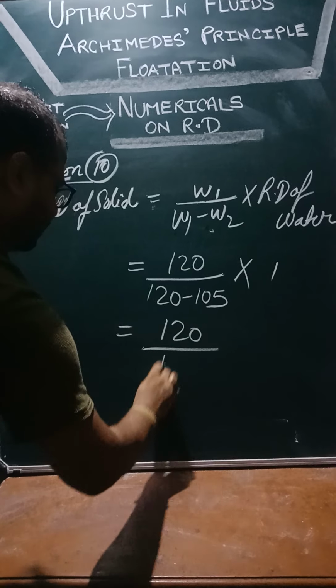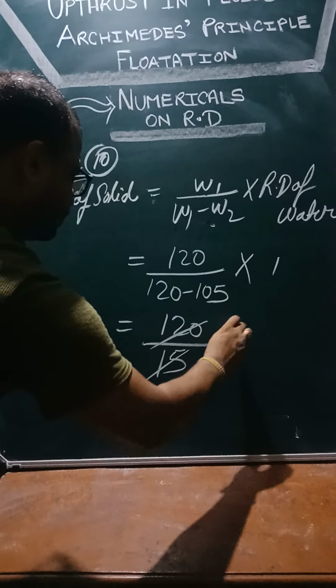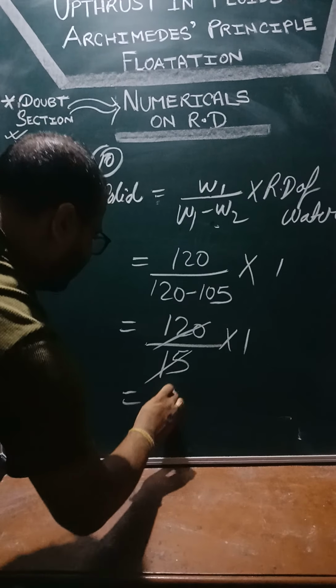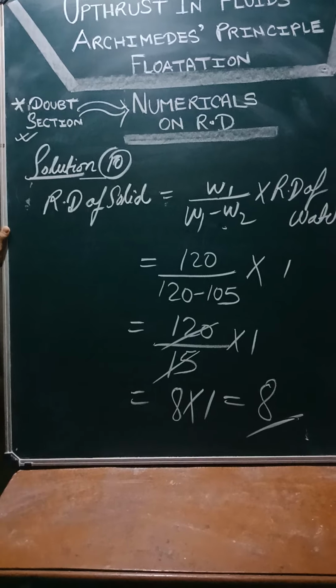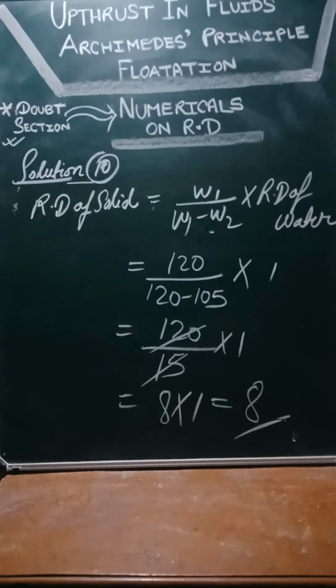So 120 by 15, which will give you 8 into 1, that is 8. So 8 is the answer for this question.